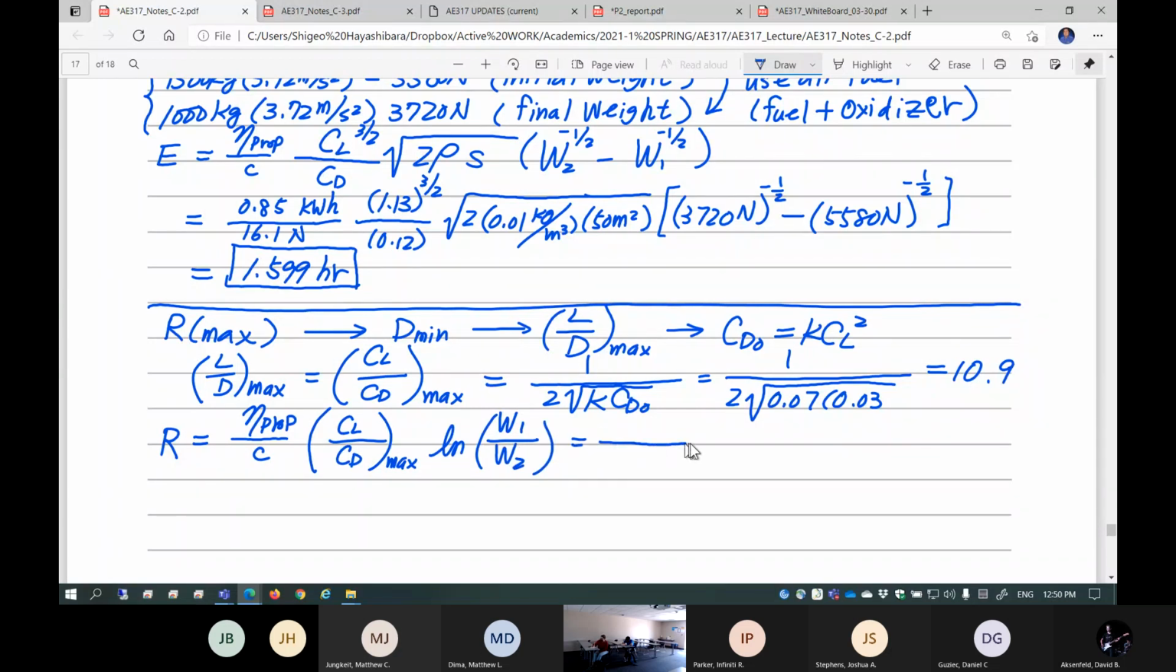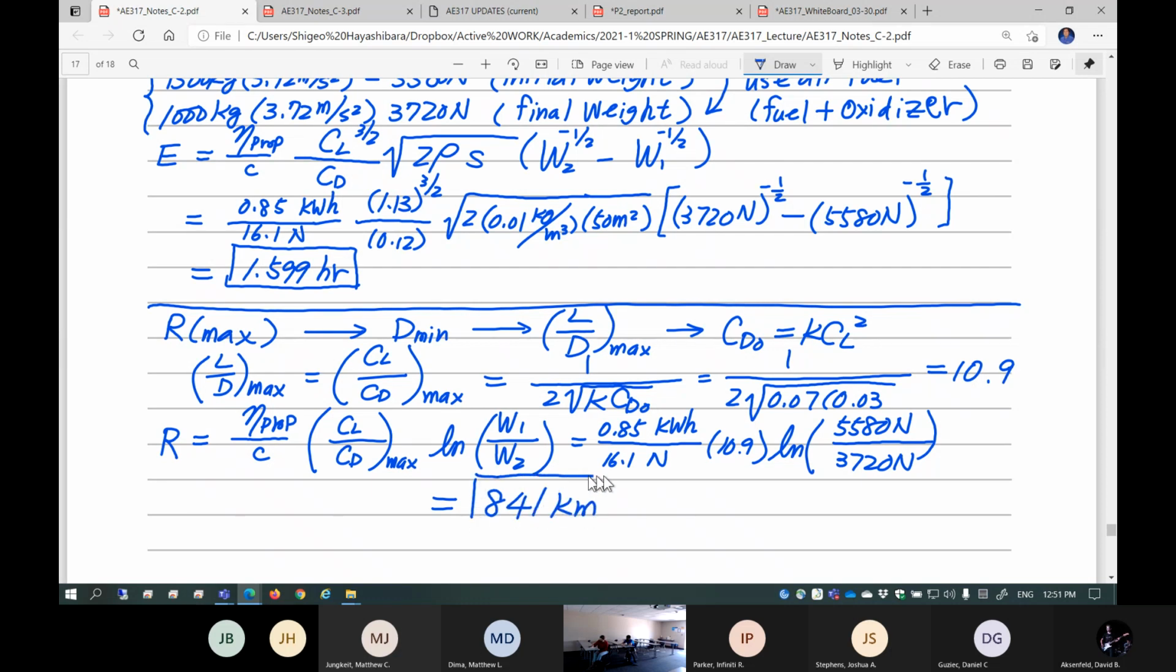So this is going to be, once again, 0.85 over 16.1 Newton per kilowatt hour, times 10.9, this is L over D max, times natural log of initial weight 5,580 Newton divided by final weight 3,720 Newton. If you plug in those things, you are going to get the value in meters, and then you convert it to kilometers, 841 kilometers. This is the maximum range.